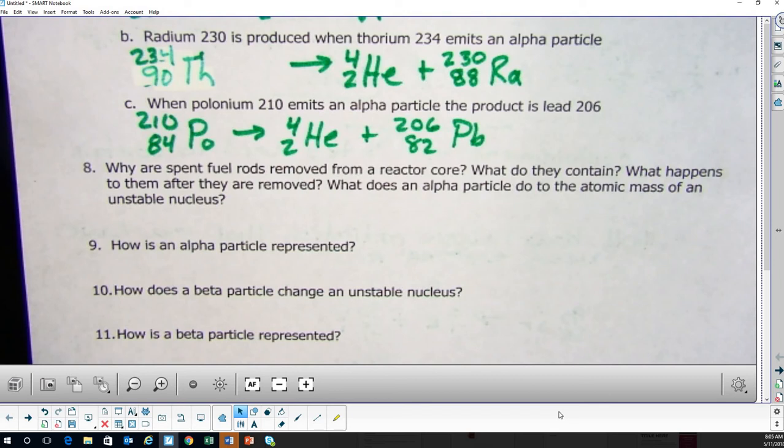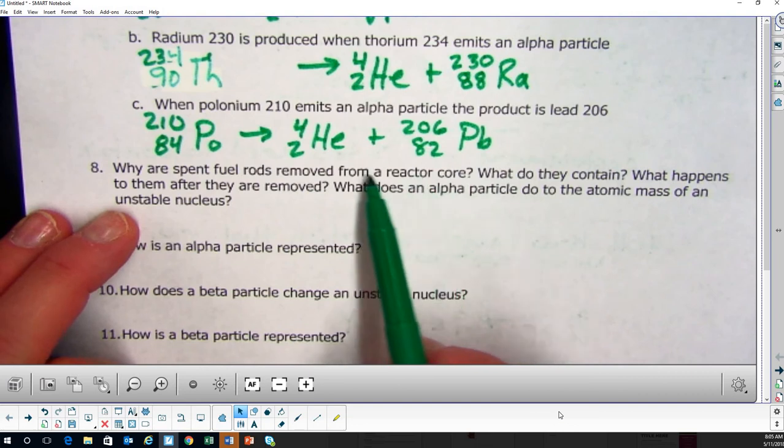Now, for the average of being stable, for the proton to neutron ratio, for every 1 proton up until 20, I need 1.5 neutrons to have a stable atom. After 20, I need a 1 to 2 ratio. Okay? So put in there what you think.